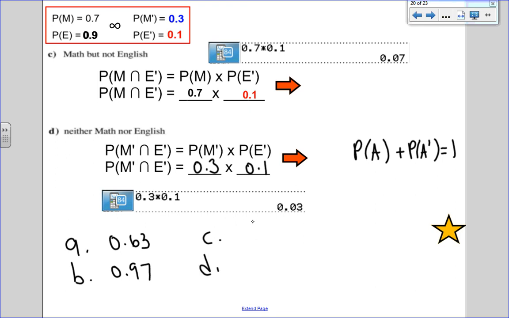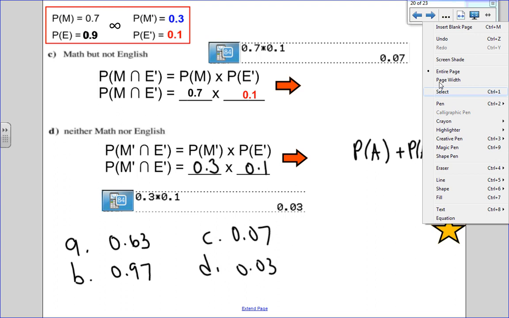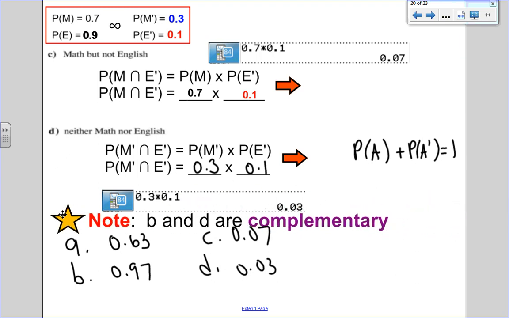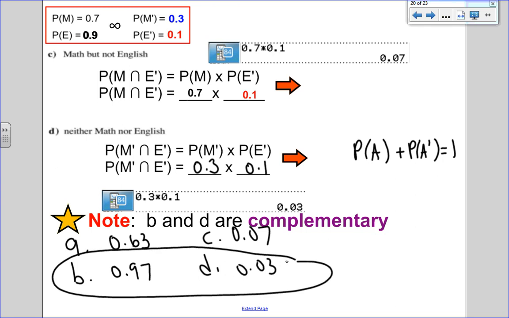Oh, that's like James Bond, 007. And the probability of not math, not English, 0.03. Which one of those adds up to 1? That will give us our complementary events. So if you look at B and D, they are complementary because they add up to 1. Complementary events. Passing math or English? Not passing math, not passing English. Those are complementary events. That makes sense.